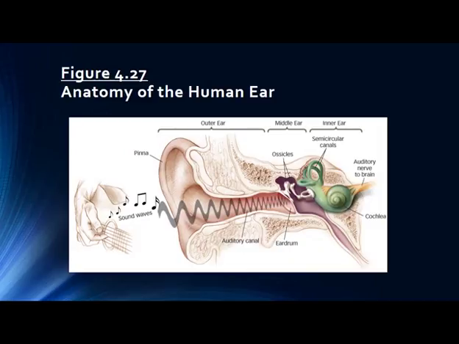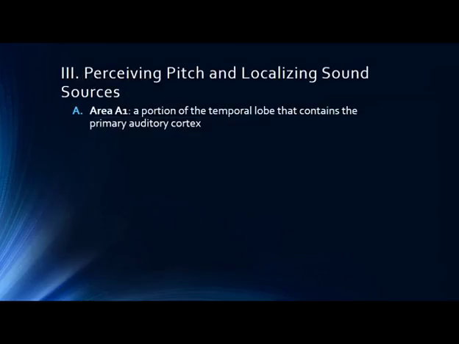So, basic summary: sound comes in, gets amplified by the auditory canal, strikes the tympanic membrane, moves the ossicles, causes sound to go through the cochlea, hair cells are bent, an action potential is generated, and as a result, we hear sound.